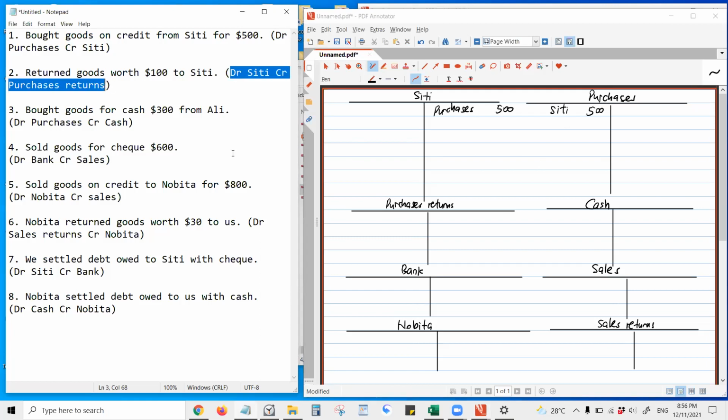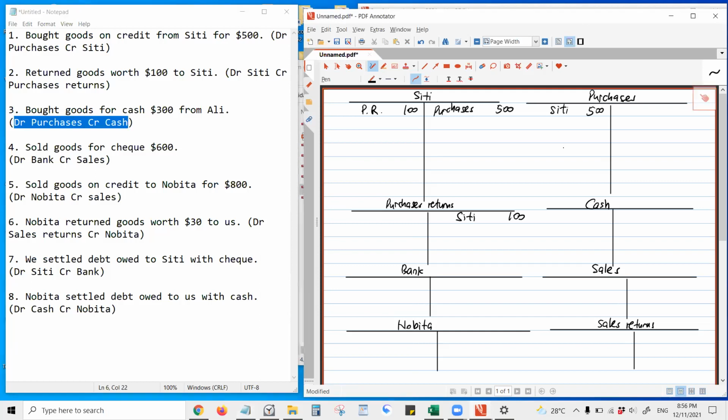Then next one, second transaction. Focus on writing number first, then you won't make mistake. Where is purchase returns? Here. Okay. Then detail is always the name of the other account. I write in short form, yeah, to save time here. In the exam, don't write short form. Here, write Citi. Okay. Now number 3, 300, right?